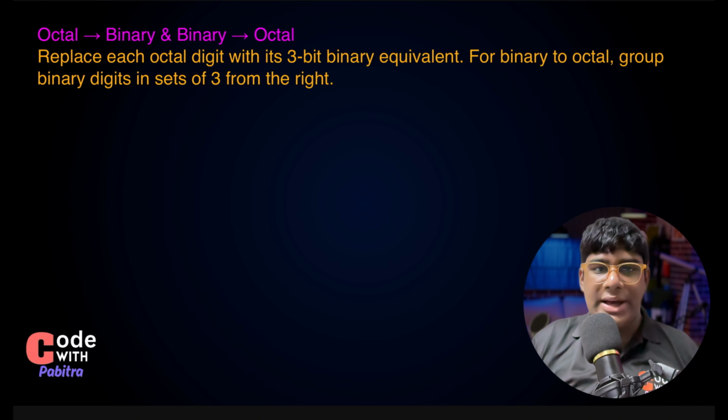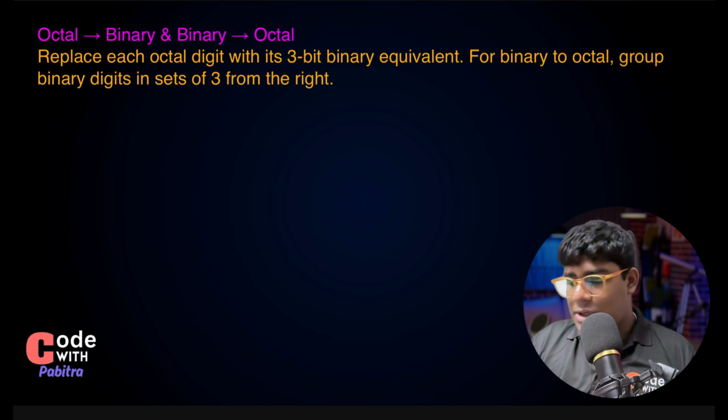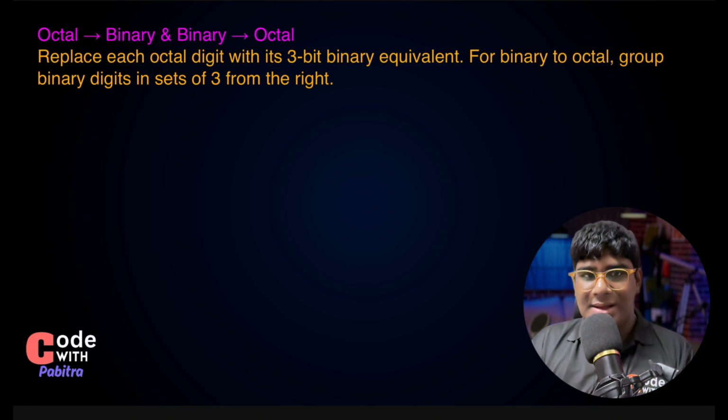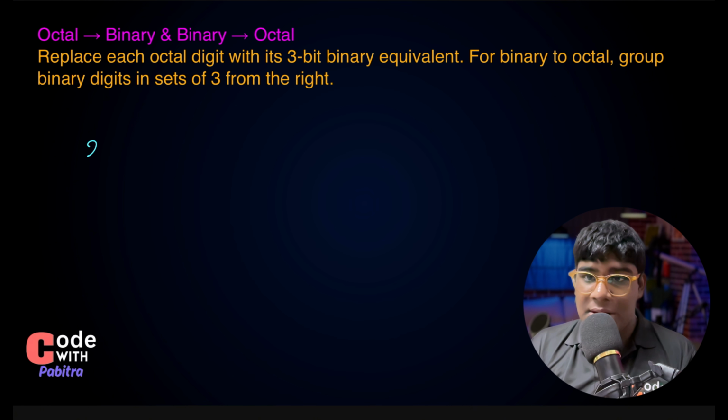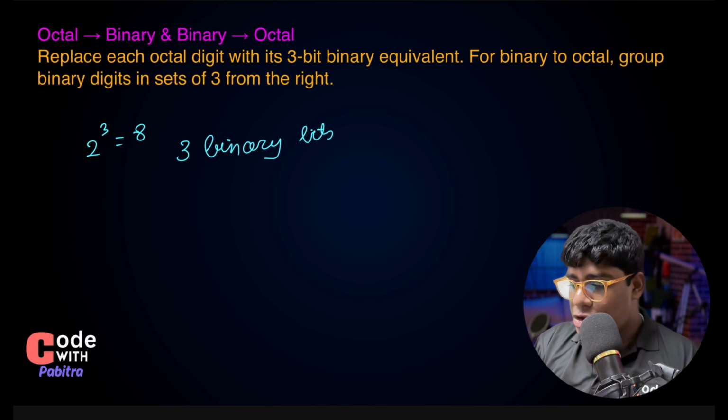In today's lecture, we are going to learn two very important conversions, octal to binary and binary to octal. These conversions are extremely easy because octal and binary are directly related. So what is the relation between octal and binary? Octal is a base 8 number system and binary is a base 2 number system. Since 2 to the power 3 equals 8, each octal digit can be represented using 3 binary bits.